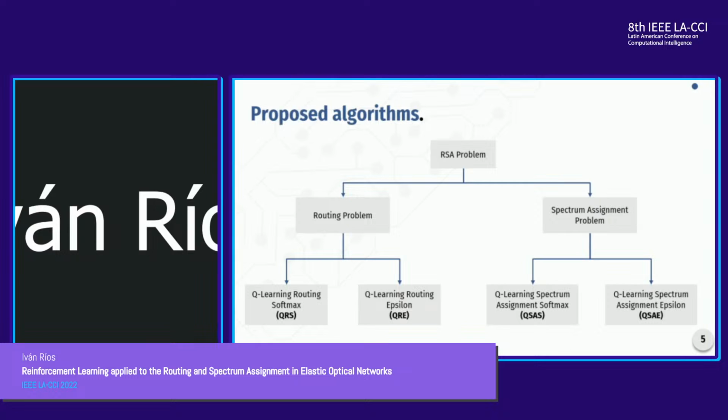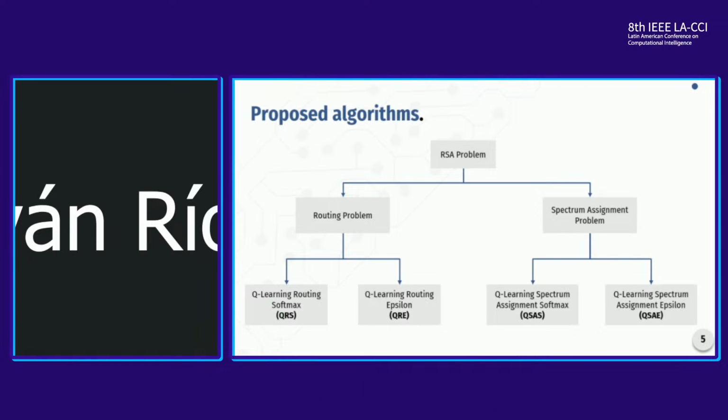Thus, we also present two approaches based on Q-learning applied to the spectrum assignment problem, named as Q-learning spectrum assignment softmax (QSAS) and Q-learning spectrum assignment epsilon (QSAE), using the exploration technique of softmax and epsilon greedy respectively. Finally, we combine them for a complete solution of RSA using Q-learning.